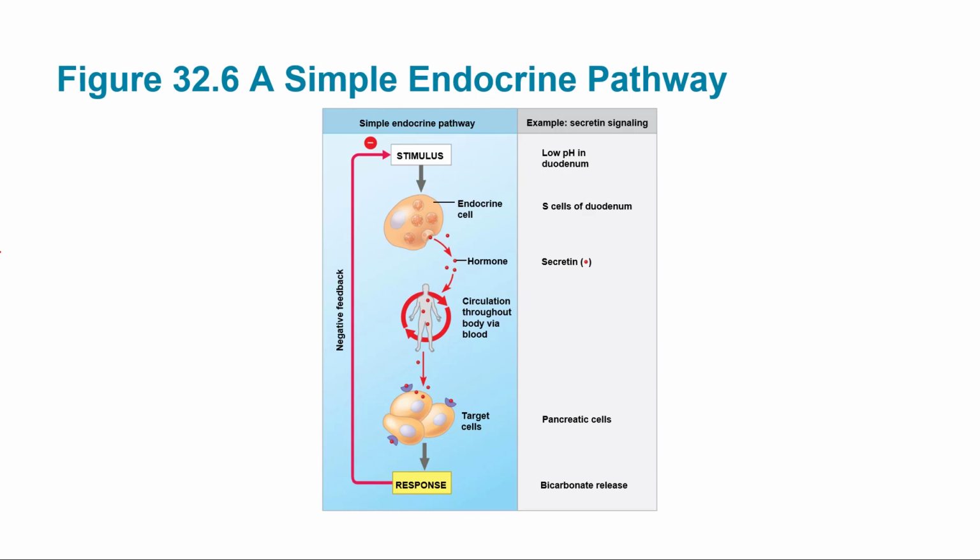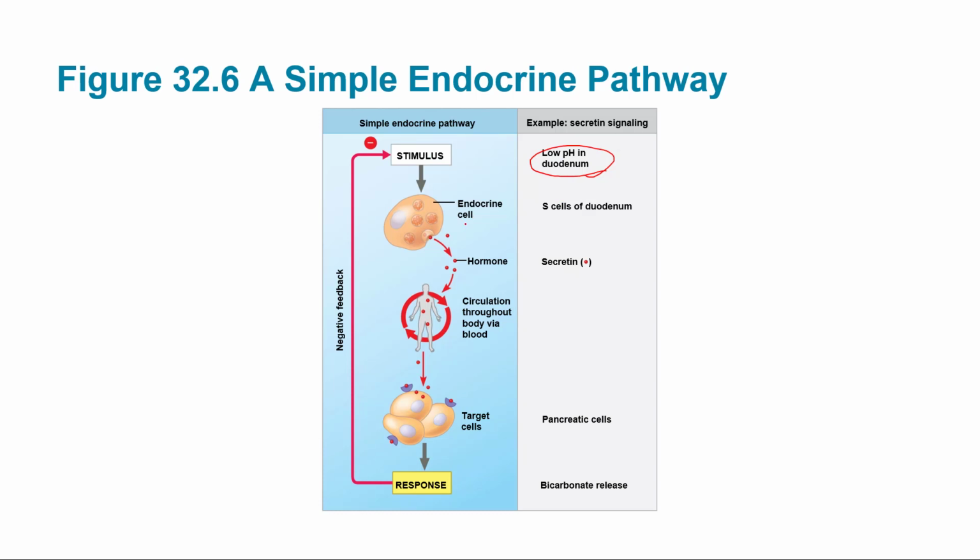For example, let's say you have a low pH in your duodenum. Low pH means acidic, and the duodenum is part of your small intestine, and you want it to be a higher pH there. So that's the stimulus, low pH. When we talked about homeostasis before, I mentioned stimulus and response, right? So the stimulus is low pH.